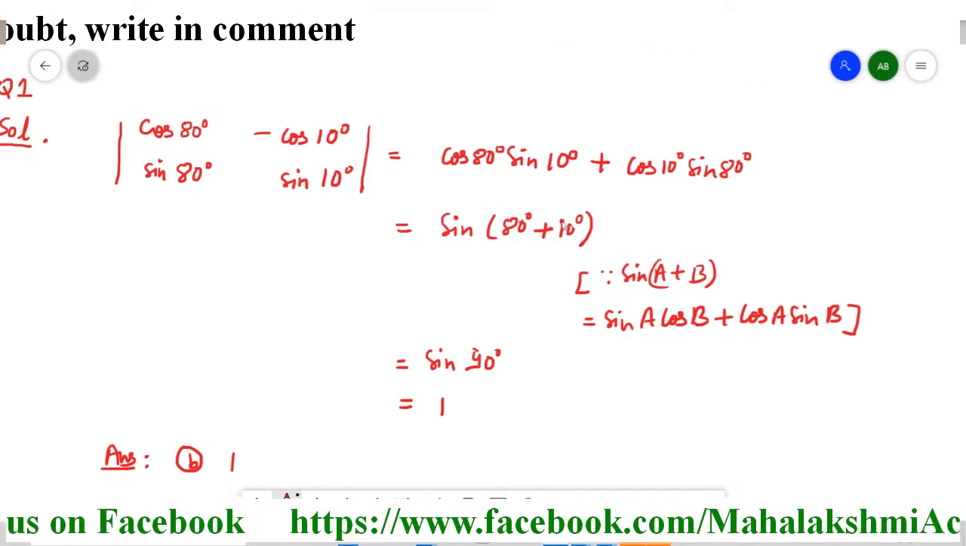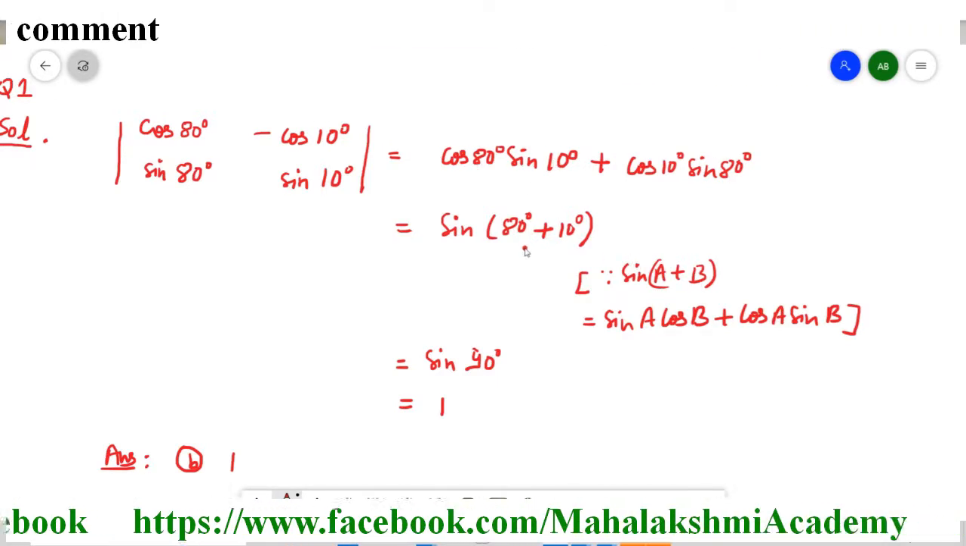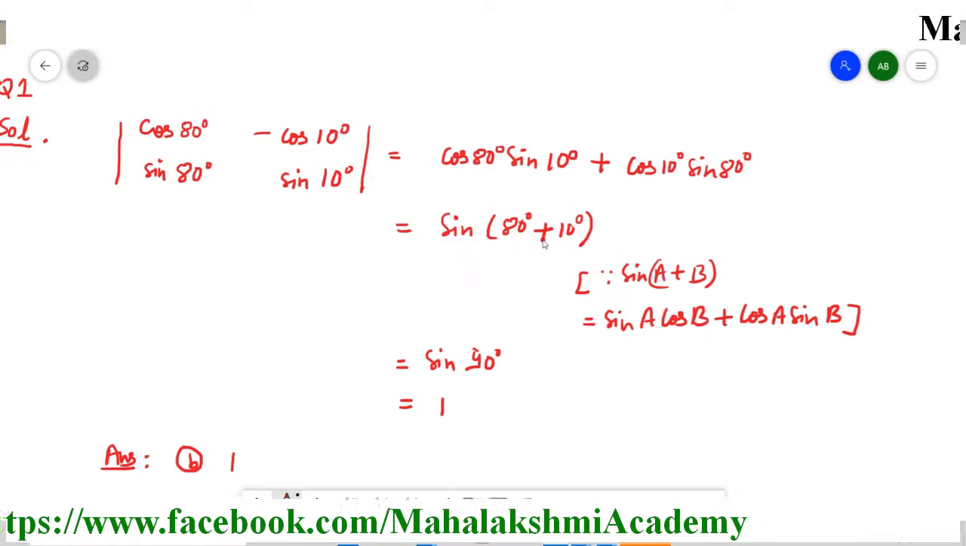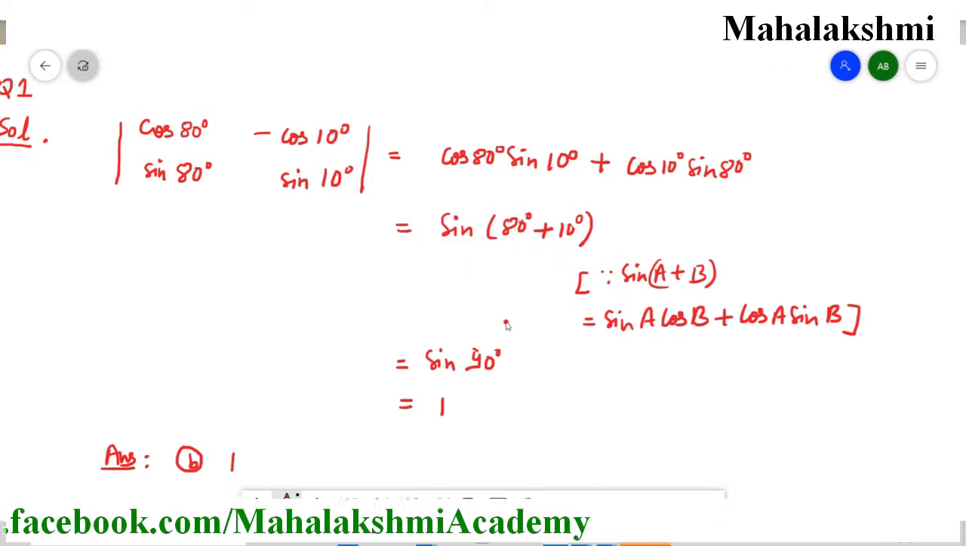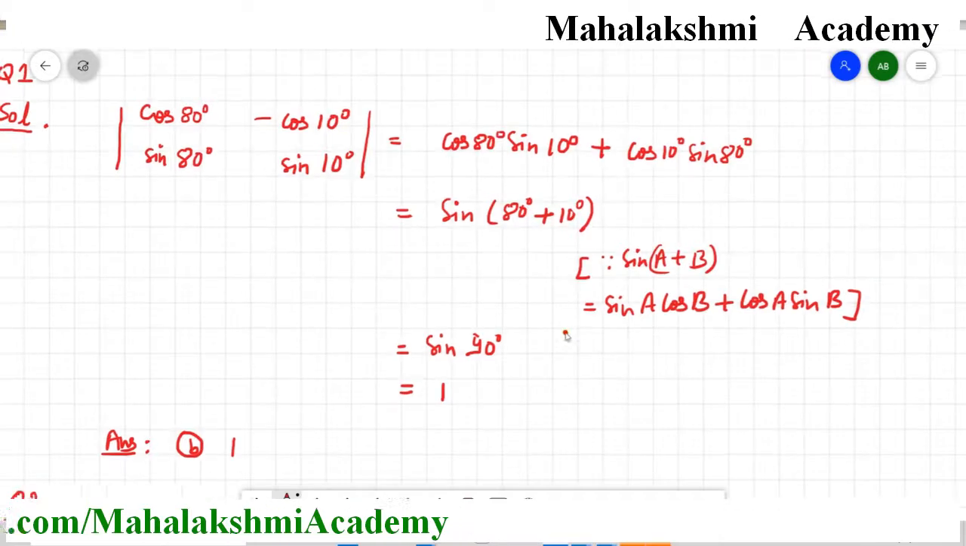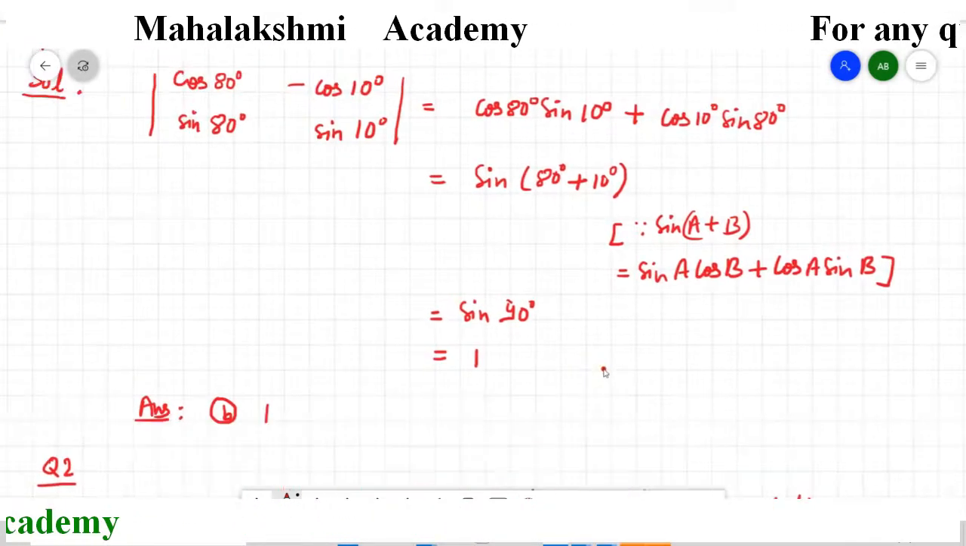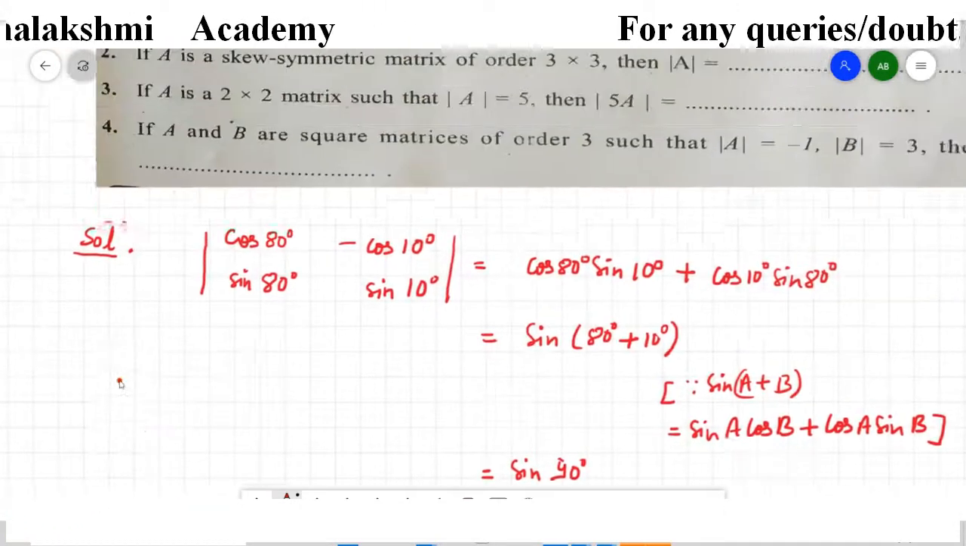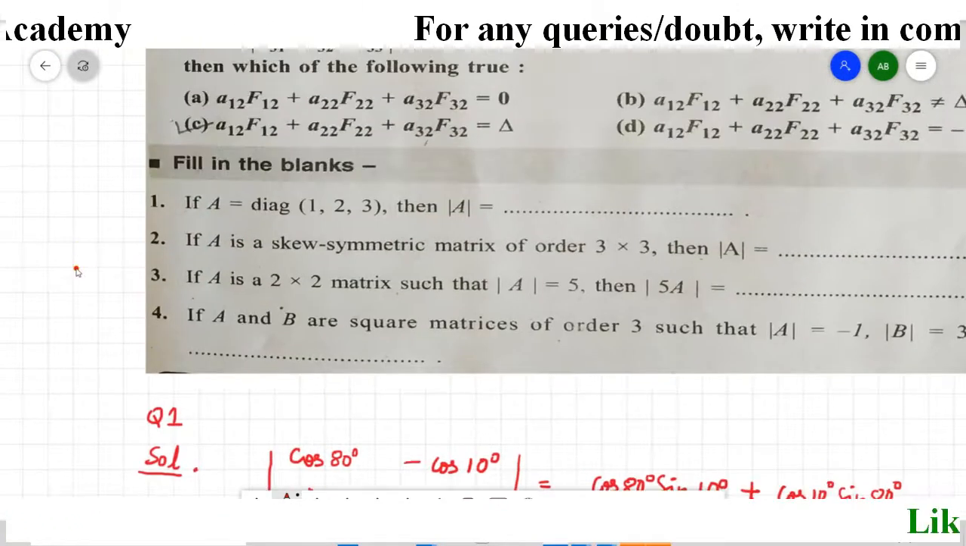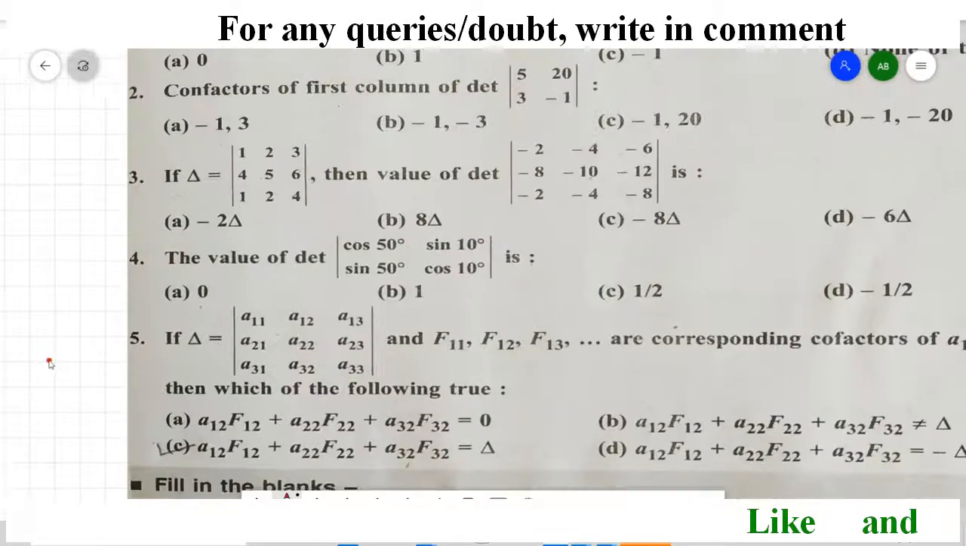So here what are A and B? 80 and 10 degrees. So I use the formula sin A plus B here, that is sin 90, and sin 90 value is 1. So the correct option is B. Now we'll see the second question.